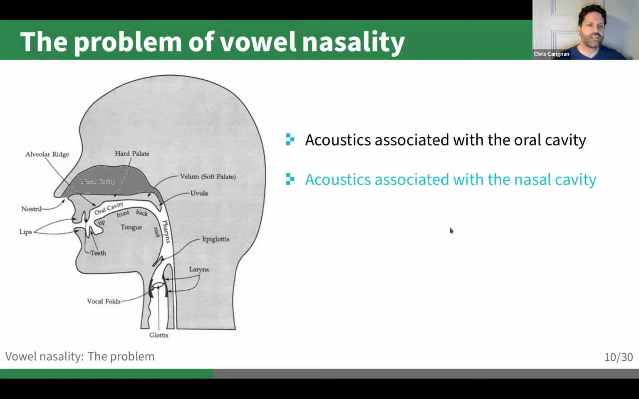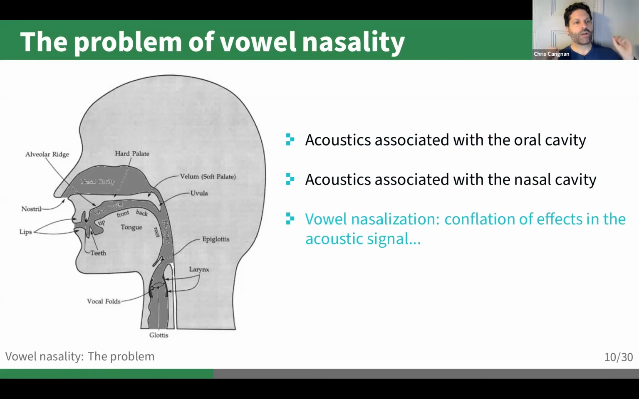It's also a resonating cavity in the body. And unlike this diagram, which just depicts it as this big open space, it is far from that. Physiologically, it's a very complex system inside of there. And the acoustics are far less well known than what we know about acoustics associated with the oral cavity. We even know less about what happens to the acoustics when these two things are combined. So vowel nasalization conflates the effects of both of these channels.